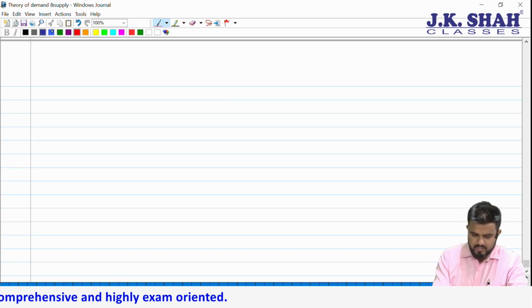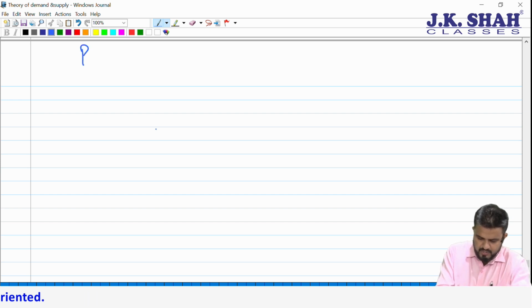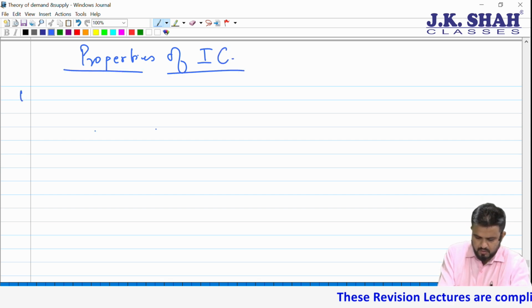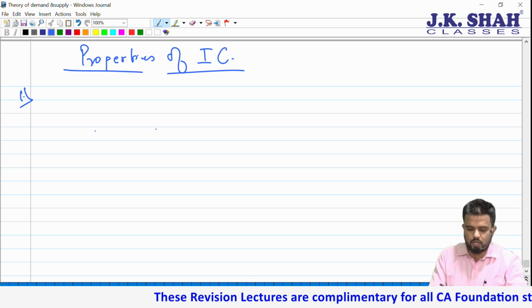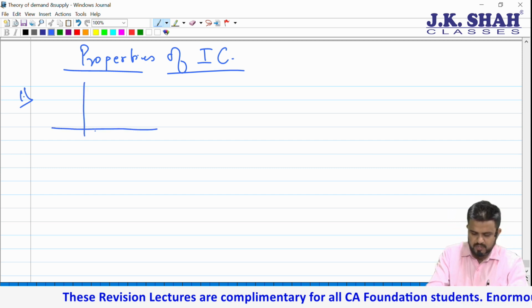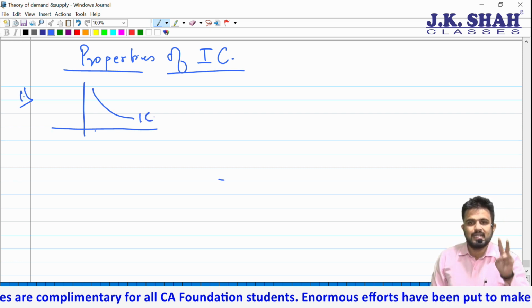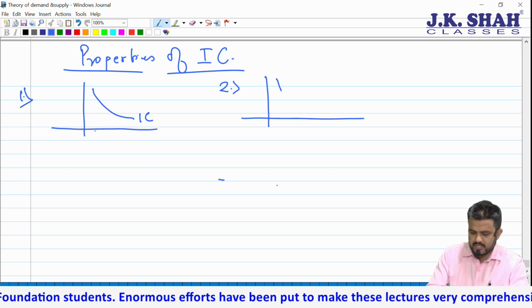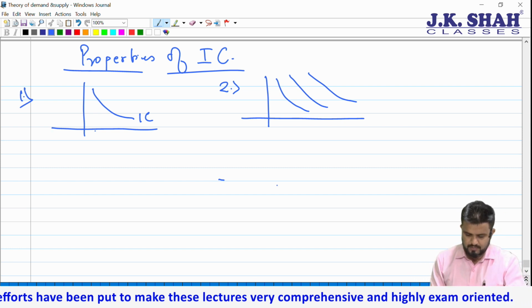Now moving to the next, that is properties of IC. First property says the indifference curve is downward sloping and convex. It is nothing but this. It is downward sloping and convex. Second property, they say higher IC gives higher satisfaction, lower IC gives lower satisfaction.